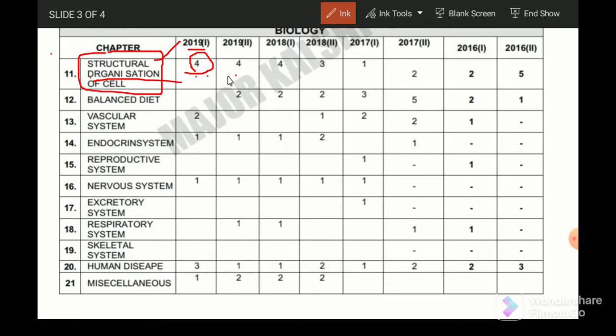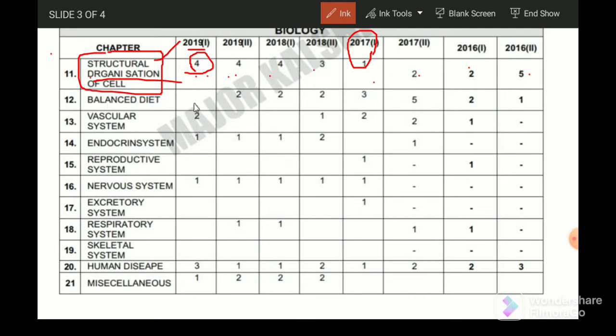यहाँ पे 4 है, यहाँ पे 4, यहाँ पे 4, यहाँ पे 3, 1. 2017 1 फर्स्ट पेपर में कम जो वेटेज है इस चैप्टर को मिला है. बट फिर से आप देखिए यहाँ पे 2, यहाँ पे 2 और यहाँ पे 5. That means it's like ये बहुत ही ज़्यादा इंपॉर्टेंट चैप्टर है. ये तो हमें पता चल रहा है ट्रेंड से.